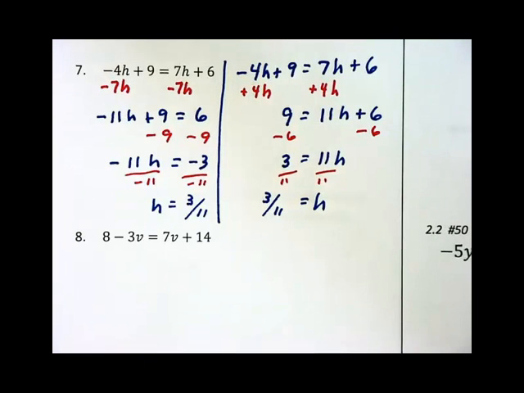I personally kind of switch back and forth between the different methods, but in front of the class I generally will make the variable go to the left hand side because most people feel a little bit more comfortable with that.